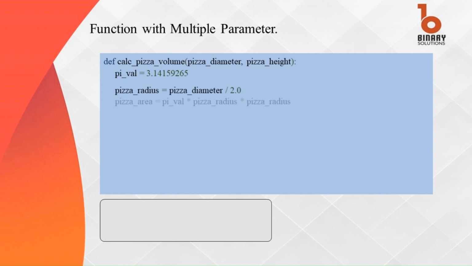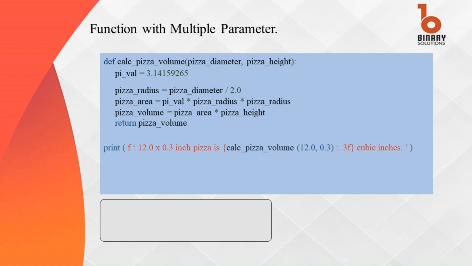This program defines the calc pizza volume function, which calculates the volume of a pizza using its diameter and height. It computes the radius, calculates the area with pi r squared, and then multiplies the area by the height to find the volume. The program prints the volume of pizzas with different dimensions, formatting the results to 3 decimal places.